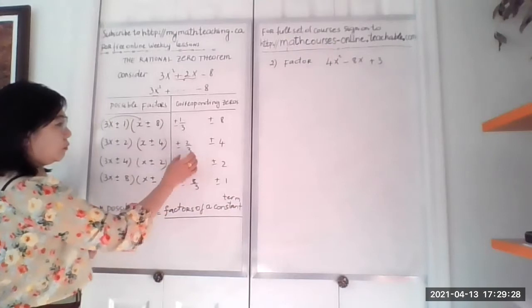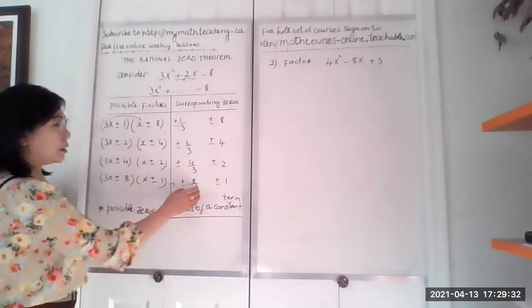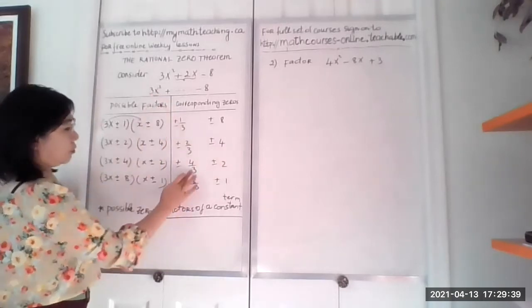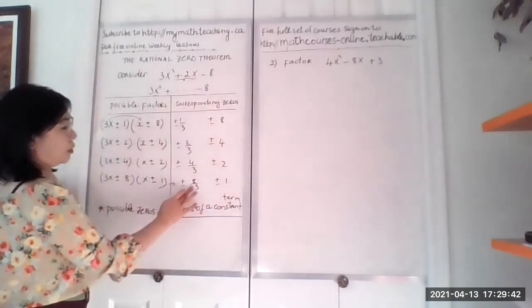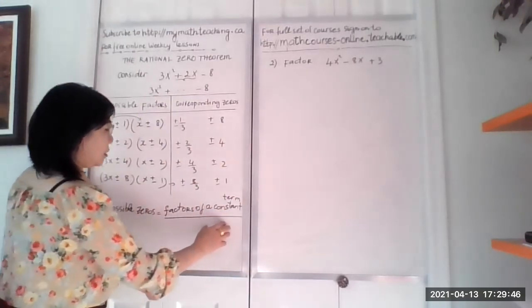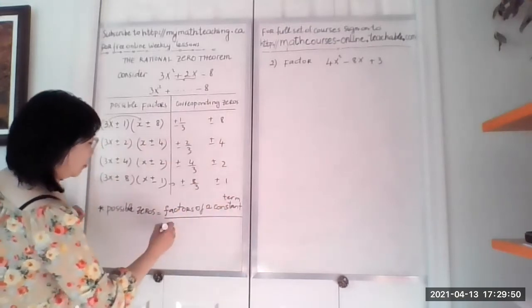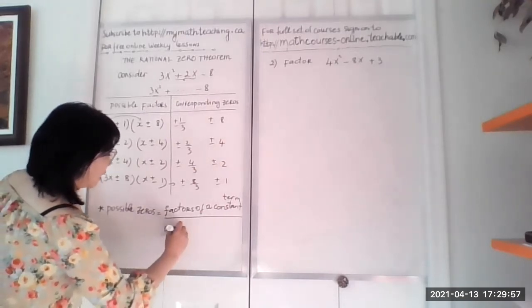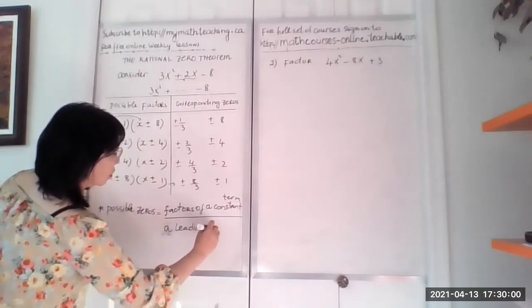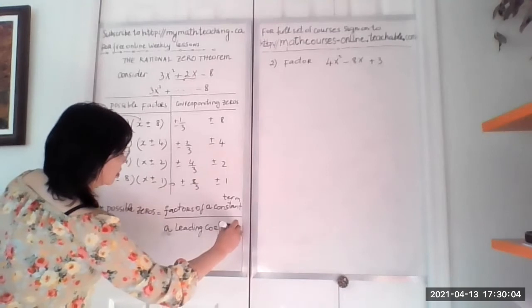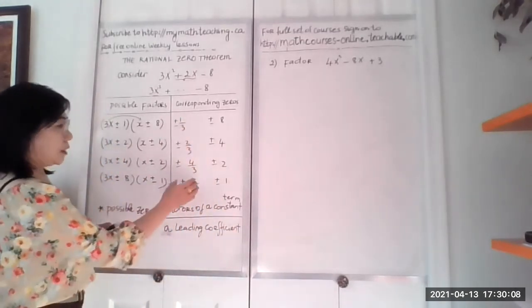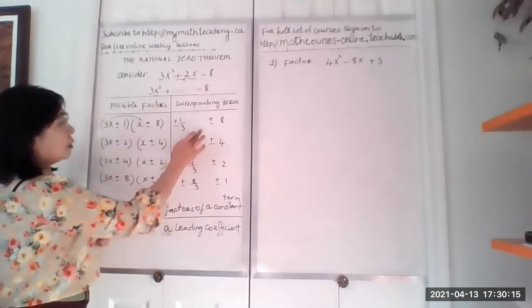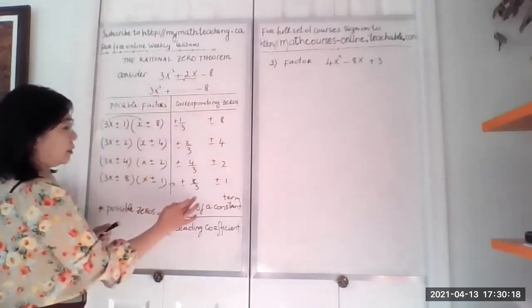What about 1 over 3, 2 over 3, 4 over 3? Where do you get these numbers? These numbers come from 2 divided by 3 to get 2 over 3, 4 divided by 3 to get 4 over 3, 8 divided by 3 to get 8 over 3. So this is the factor of a constant term divided by a factor of the leading coefficient. You can see that 8 divided by 3 comes from this number divided by this number. 2 divided by 3 is a factor of this divided by the leading coefficient.